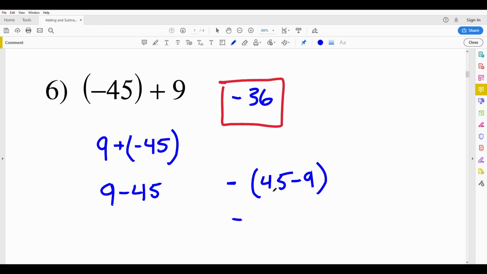And why this works is because, think about distributing a negative. Negative 45 plus negative 9, or minus a negative 9, is a positive 9. That's just another way to think about it. This is the same thing we started with. I just rewrote it as this so I could deal with positives and then go to my negative.